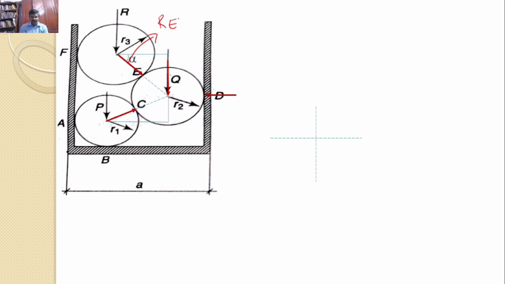Now let us construct a small right angle triangle, this one. So this is nothing but R1 plus R2. Very clearly you can understand this is R1 plus R2. So this angle, let us say beta. Now I am transferring all the forces like this.